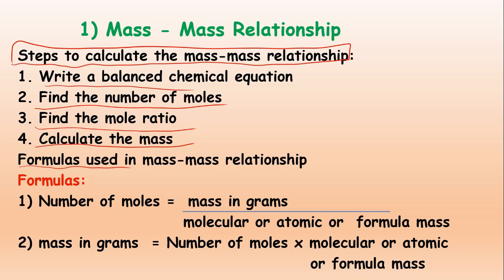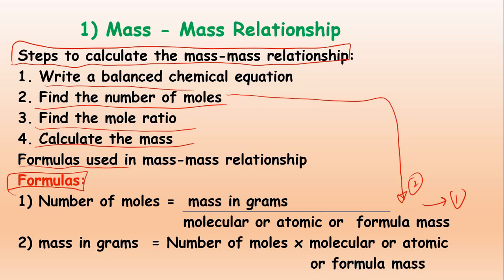Second, we know the steps to calculate the mass relationship. Are there some formulas for calculation? Yes, these are the formulas involved in the calculation of the mass relationship. Formula number 1 is very easy, very basic: number of moles is calculated as mass in grams divided by molecular mass or atomic mass or formula mass. This is formula number 1, and we will use it in the steps, find the number of moles. In step number 2 we will use this formula.